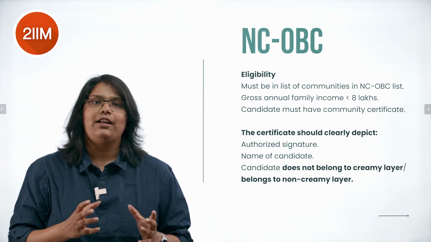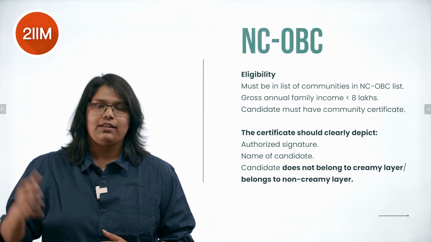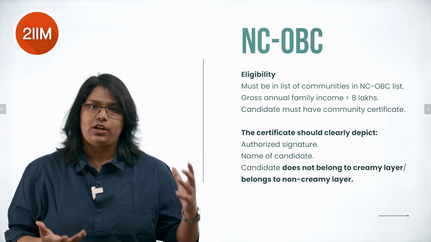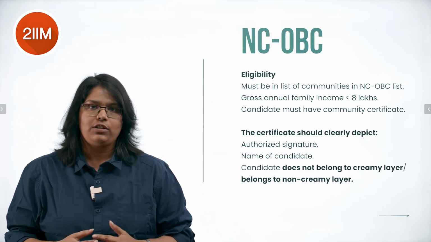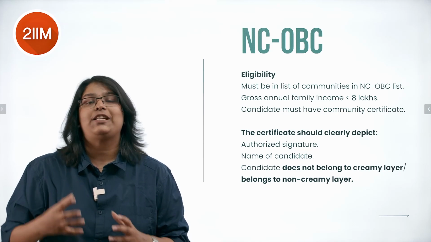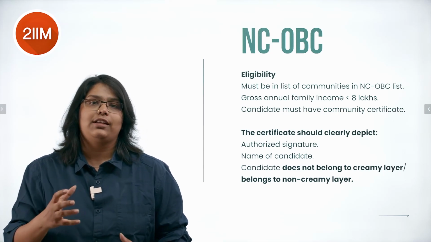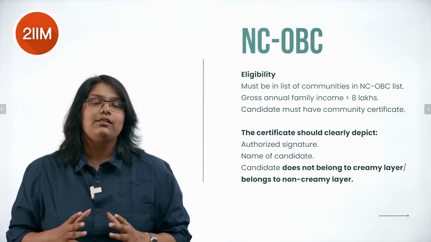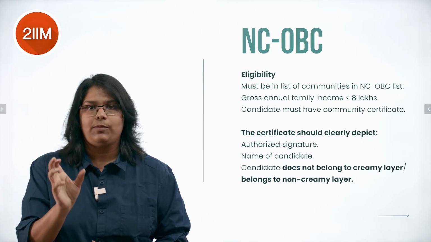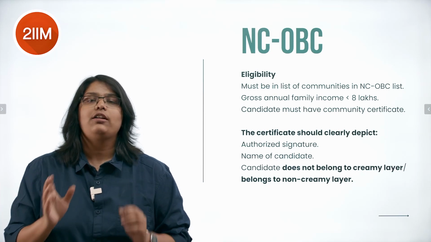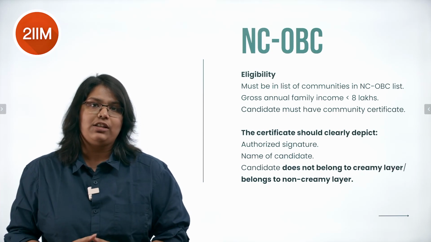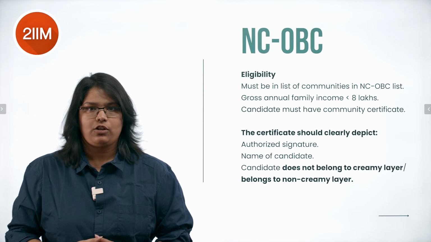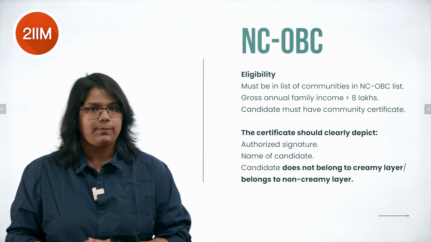So look at your state guidelines to see the ranking of the government officials. This is also mentioned in the CAT website in general regarding the ranking of the government officials, but it is always advised that you check out your state specific guidelines to ensure that the signature is actually valid. Following which, you should also ensure that in the certificate, the candidate must be mentioned as belonging to a non-creamy layer or does not belong to a creamy layer. So this sentence is extremely valid as well. So make sure that you have that in your certificate.